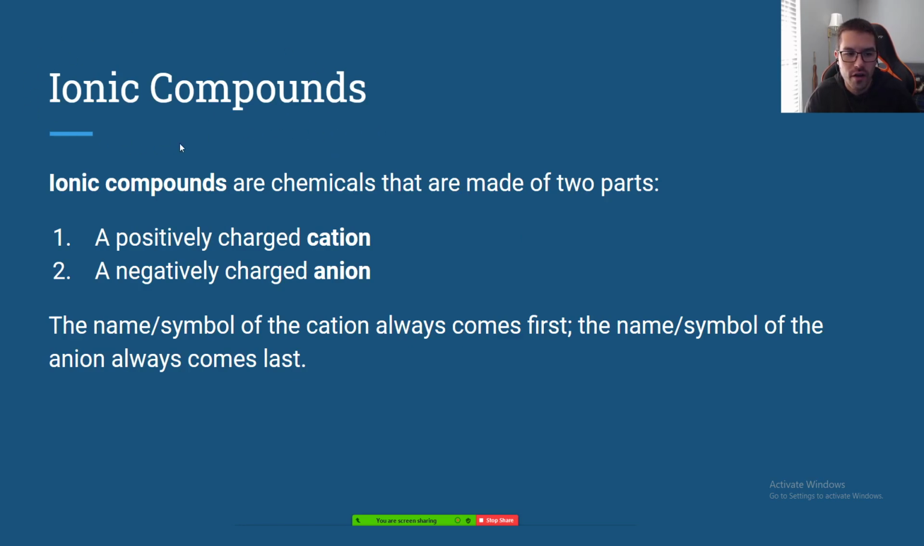So what is an ionic compound? Well, an ionic compound is just a compound that is made up of two parts: a positively charged cation and a negatively charged anion. The name and symbol of the cation always comes first in the name or formula, and the name or symbol of the anion always comes last. So it always goes in the order of positive, negative, or cation, anion.